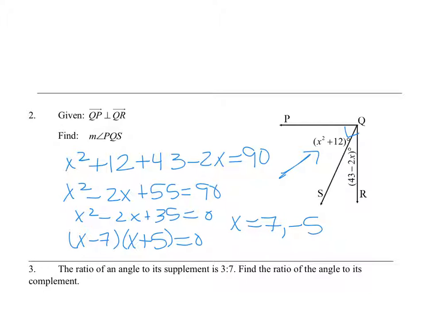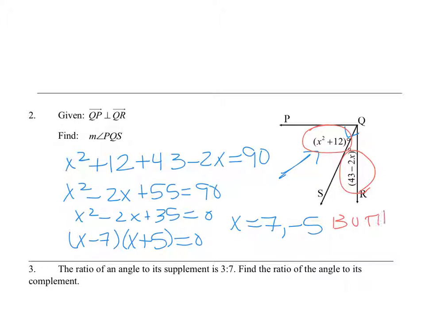And before we just go right ahead and eliminate anything, let's check and see if either of these values makes our angles negative. If I plug in 7 for x squared, I get 49 plus 12, so that's a positive number. And then if I plug it in here, I get 43 minus 14. That's also a positive number, so we're good there. And if I plug in negative 5, I get 25 plus 12, which is positive. And if I plug in negative 5 in the 2x over here, I get 43 minus 2 times negative 5, so that's 43 plus 10. That's also positive, so we're good. Both of these values work, okay?